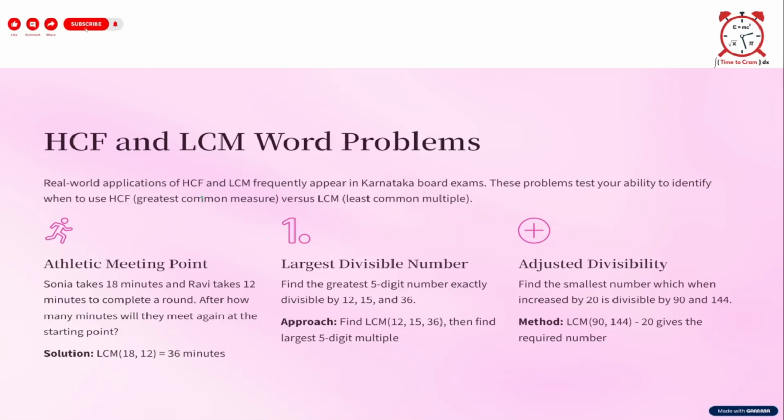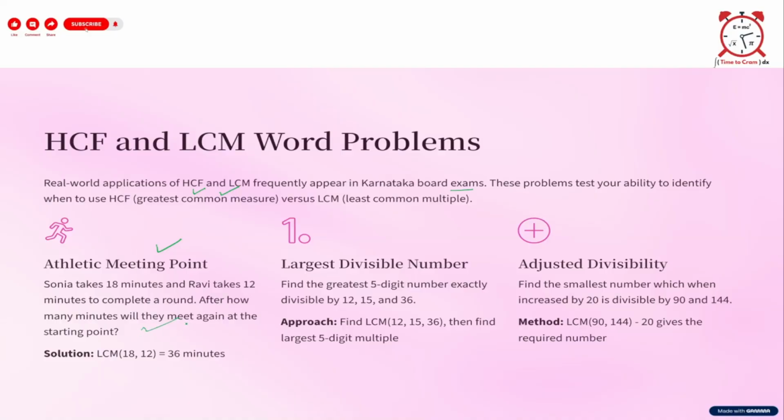Real world applications of HCF and LCM frequently appear, as you noticed in Karnataka board exams. These problems test your ability to identify when to use HCF, greatest common measure, versus LCM, least common multiple, in real life applications. Athletic meeting point. Sonia takes 18 minutes and Ravi takes 12 minutes to complete a round. After how many minutes will they meet again at the starting point?